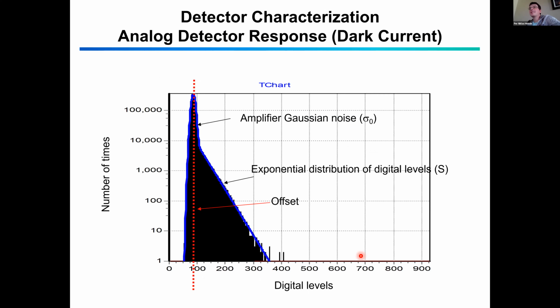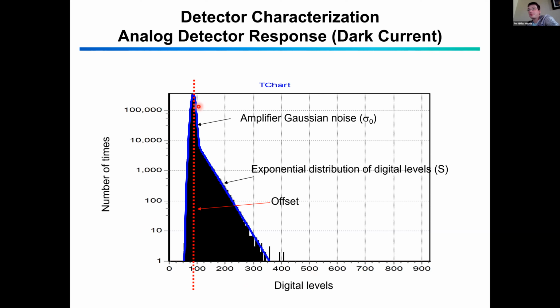So just to illustrate, this is detector characterization. So here's the typical response behavior of an analog detector with no sample present, just the dark current. On the y-axis, you have the number of counts, the occurrence in this histogram. On the x-axis, you have the digital levels. And then you see exactly those three parameters.